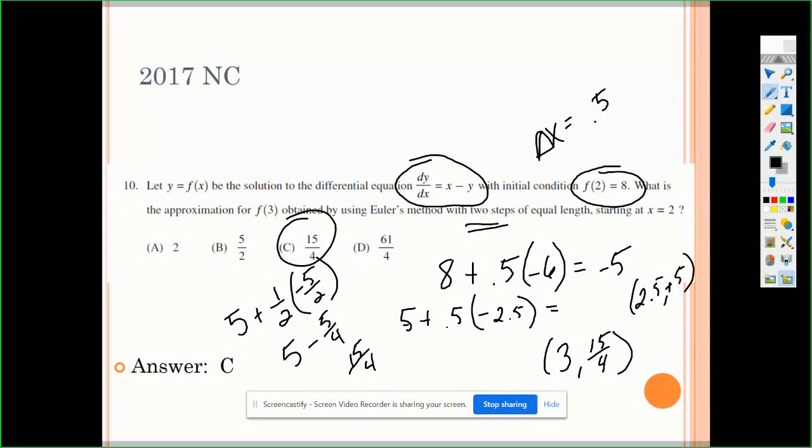So those are all your examples of Euler's. I hope that makes sense. I hope between that and my other video and the Barron's pages, this is clicking for you and you're feeling comfortable with it.